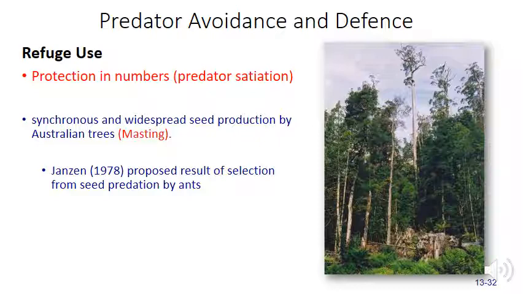So Daniel Janzen in 1978 proposed that this was something that the trees do to get over high levels of seed predation by ants. Usually there are many, many ant species in these habitats in southern Australia, just carrying away those seeds to their nests to be fed on. But by producing these millions and millions of seeds simultaneously, the trees satiate those ants' ability to remove those seeds. And there are many seeds left over to germinate and form the next generation of these ash trees.